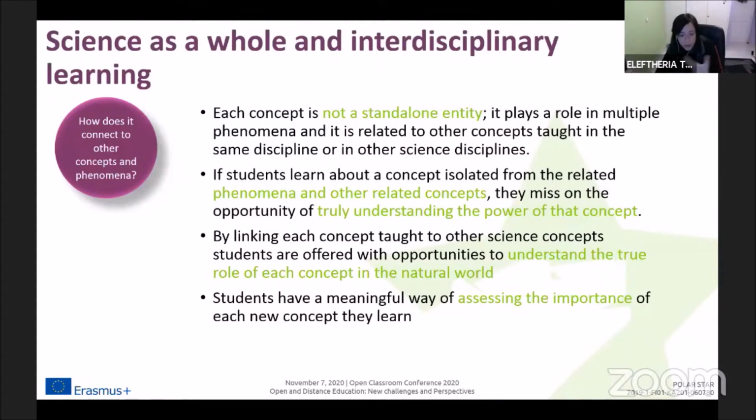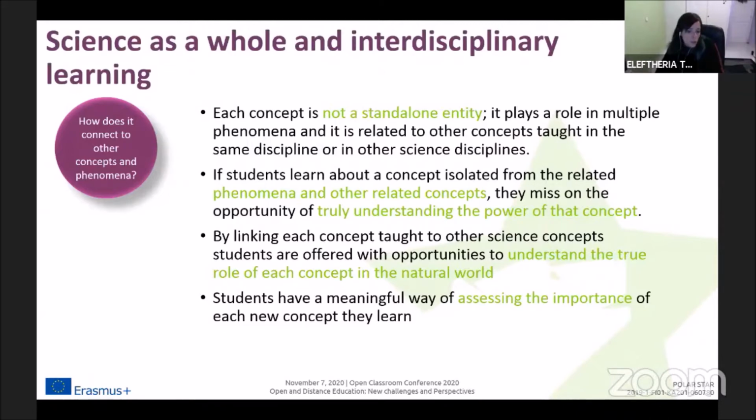What's the meaning of this? What's the meaning of the concept has no meaning to them. So we give meaning to the concept by connecting them to the real world. We give them even more meaning by seeing them in action through the different phenomena and concepts.